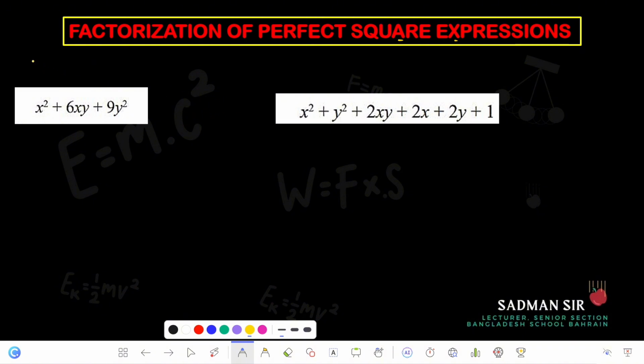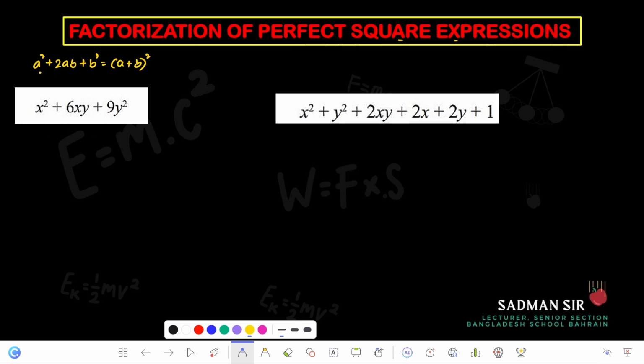The first one we will solve using this formula, which I hope all of you are familiar with: a square plus 2ab plus b square. We know that it can be written as a plus b whole square. Any expression that can be written as something square is called a perfect square expression. So how do I know that this is a perfect square expression?